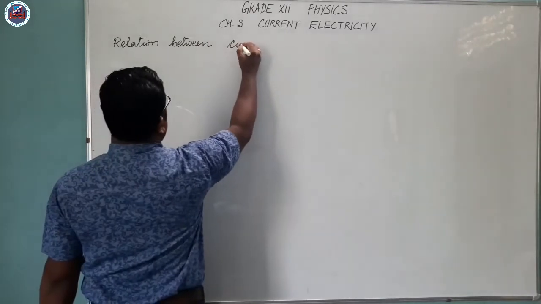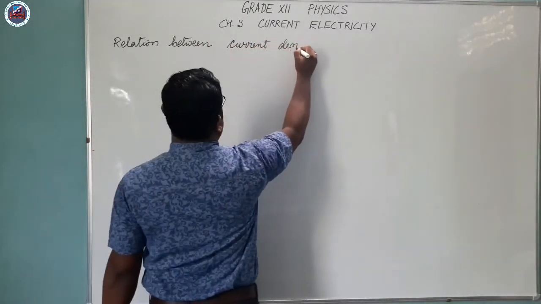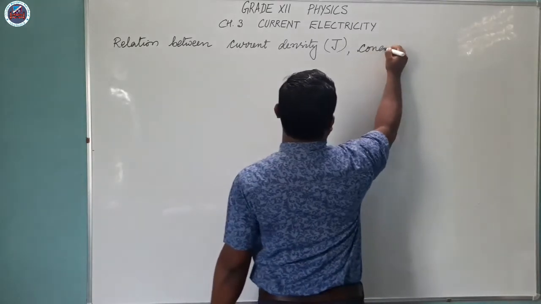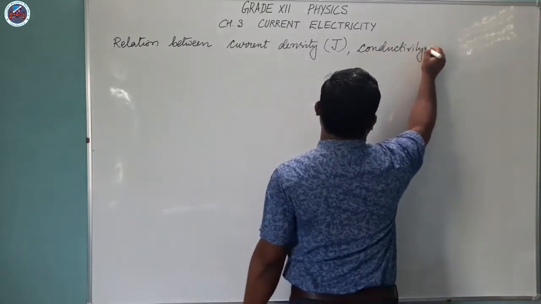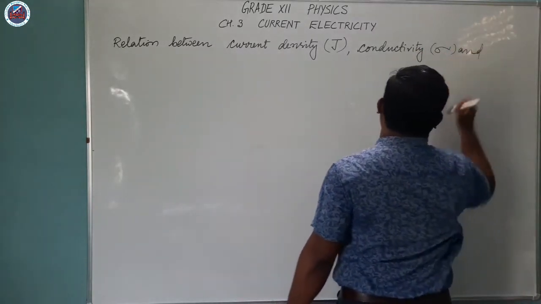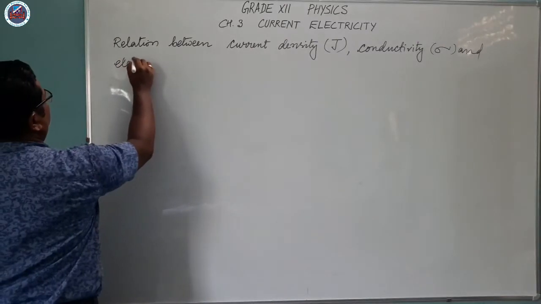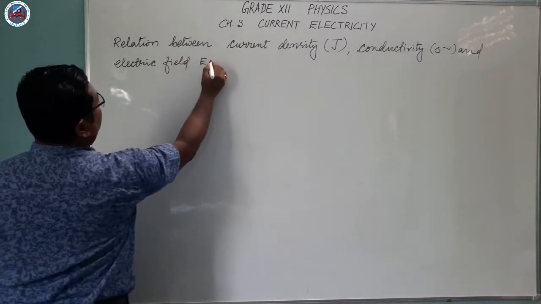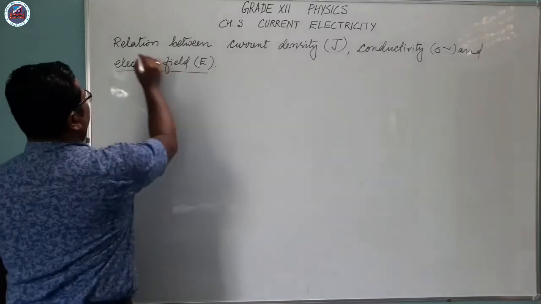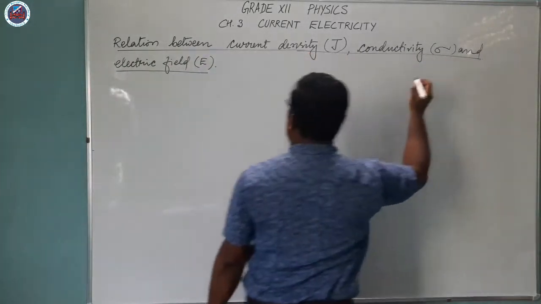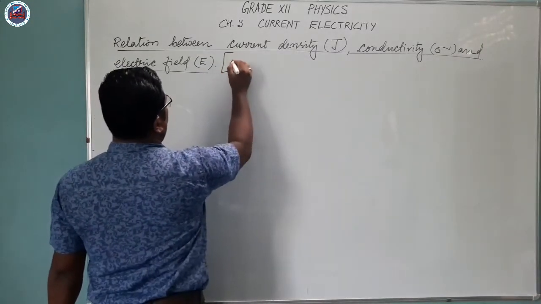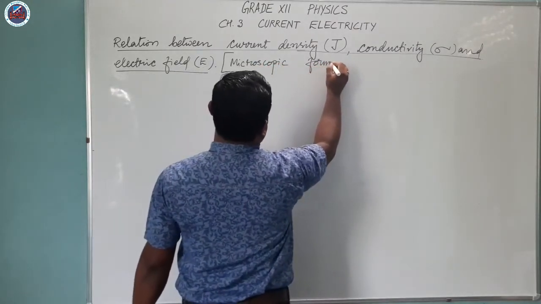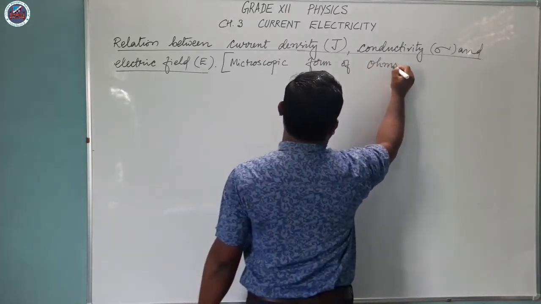The relation between current density J, conductivity sigma, and electric field E, the relation between these three, we call it the microscopic form of Ohm's law.